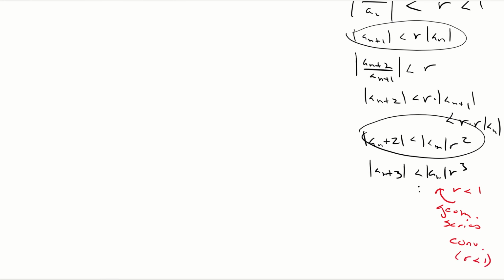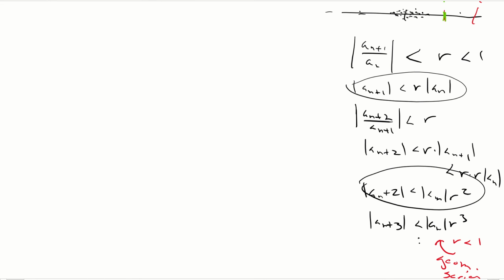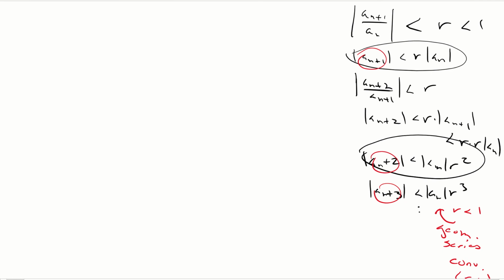Okay? So that means these terms, if you were to add them up, also form a series. So it looks something like this: the series of absolute a_(n+1), n equal to 1 to infinity, also converges. In fact, since they're absolute values, it converges absolutely. It's a real quick look at it.